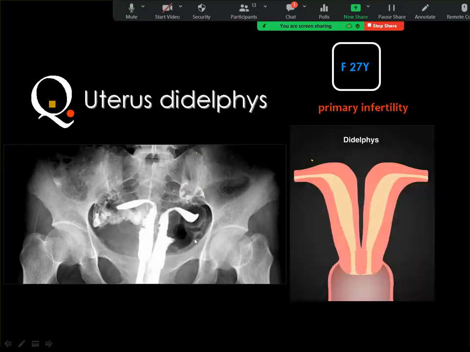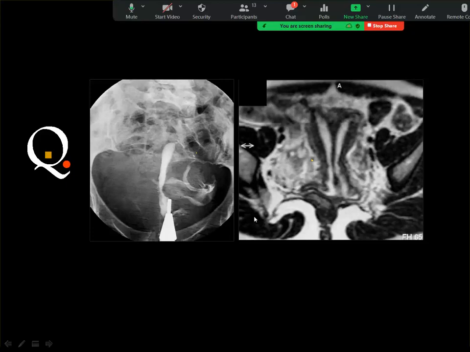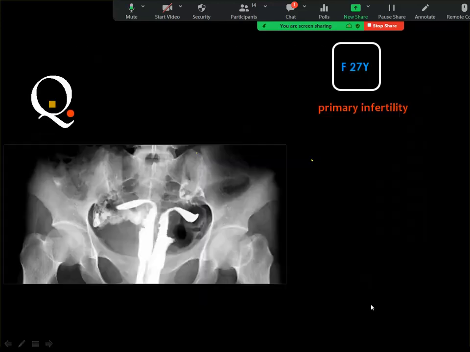This is the classic appearance of uterus didelphys, and in the previous case, the radiologist who performed the examination introduced the cannula in the cervix, and he could not notice that there is another cervical opening. So you may diagnose this as unicornuate uterus, but actually these malformations are better evaluated by MRI.